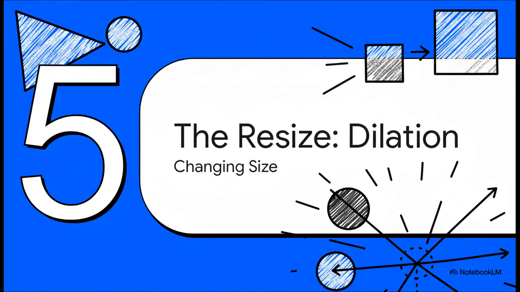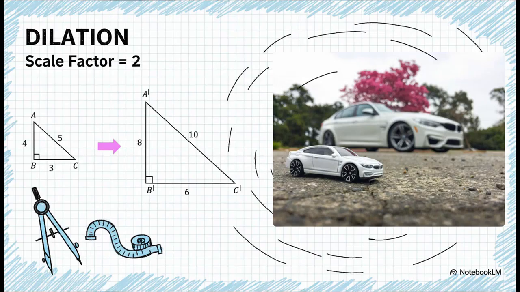Well, that's our final transformation, the resize, or dilation. The best way to think about this is like an architect's blueprint. The blueprint is a perfect but small version of the final building. Dilation is basically the process of scaling that blueprint up to full size. The shape stays exactly the same, but the size is totally different. And we measure that change with something called a scale factor.